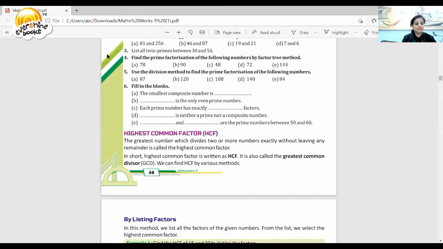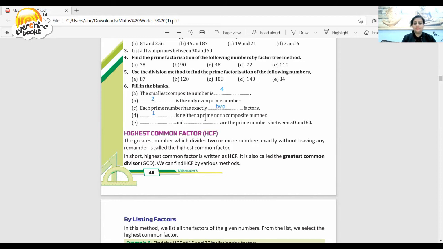Now students come to fill in the blanks. Smallest composite number. It is composite and it is the smallest of all. So it is 4. Right. Here 2 is the only even prime number. You know what is even and what is prime. That is 2. Each prime number has exactly how many factors? 2. So you just write it in spelling: two. Okay, what is neither prime nor composite? That is only one number.